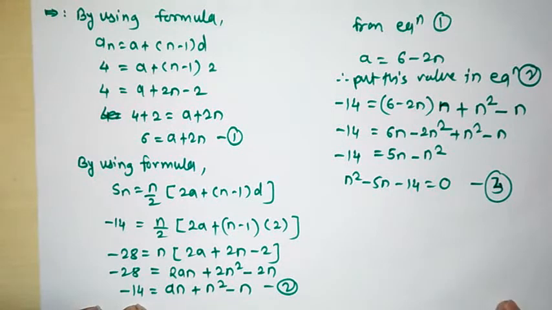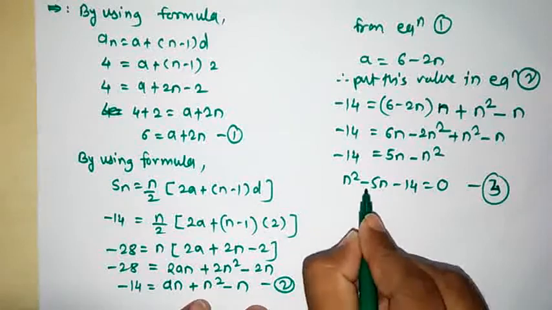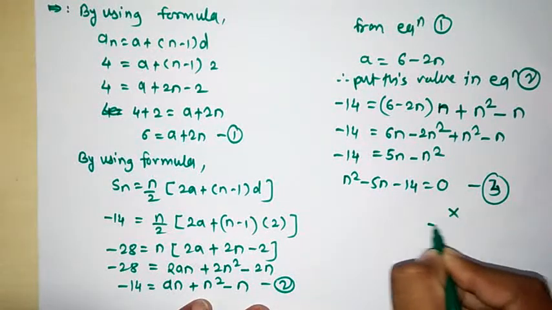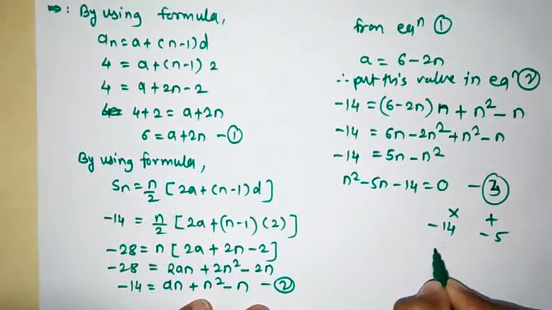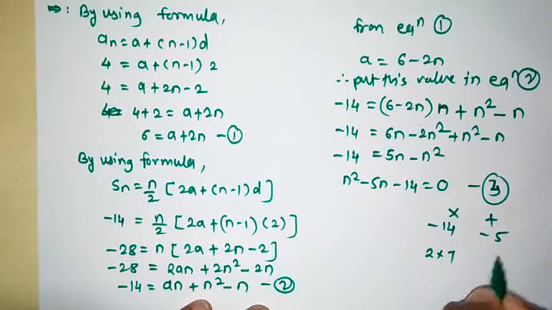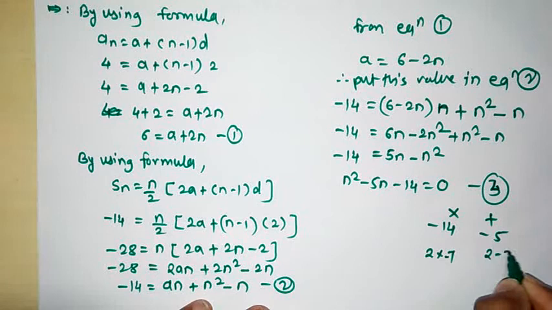Now we have to solve this quadratic equation by using the splitting the middle term method. By using this method, here multiplication should be minus 14 and addition should be minus 5. Now tell me, 14 will be 2 into 7, but we want minus. If I put a minus sign to the 7, it will become minus 14. 2 into minus 7 becomes minus 14. Now 2 minus 7 is equal to minus 5. Then these terms are okay.